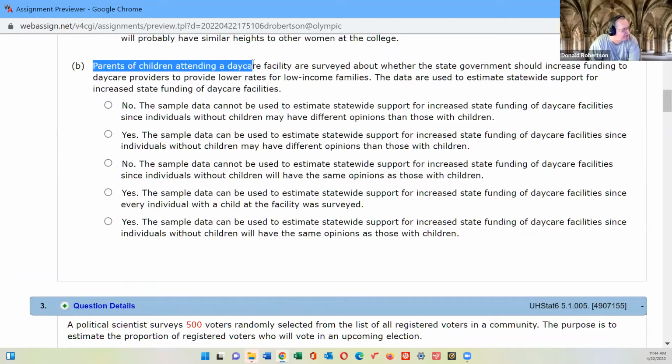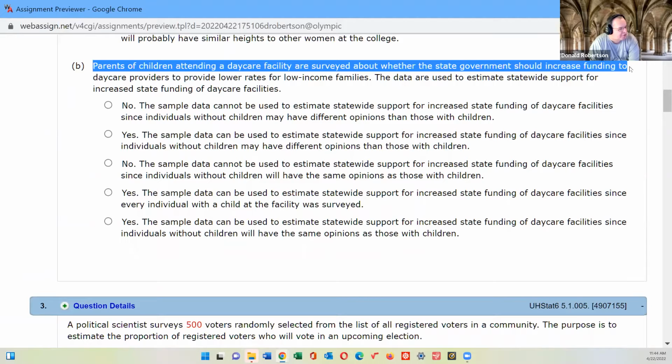Parents of children attending a daycare facility are surveyed about whether the state government should increase funding for state care or for daycare providers. I'm stopping there. If you only ask people with a vested interest in yes, you will not be too surprised when the sample you get is not a fair representation of the population. Would you agree a lot of these people are going to say, yes, we need more money for daycare. I'm sending my kid to daycare. I would like it to cost me less, right?